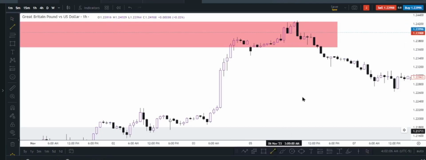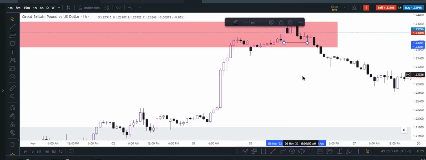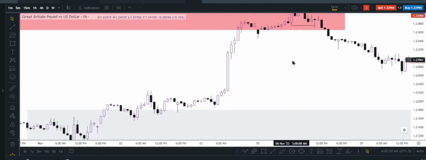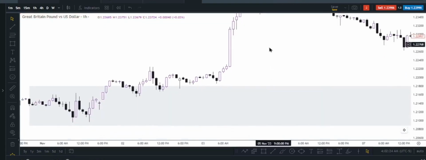And where is the inducement here? Inducement was taken out here. Take a look at it. Like we said in the last weekly forex analysis, this is your inducement. Price took it out. And where is your decisional OB or DOB after price took out inducement?